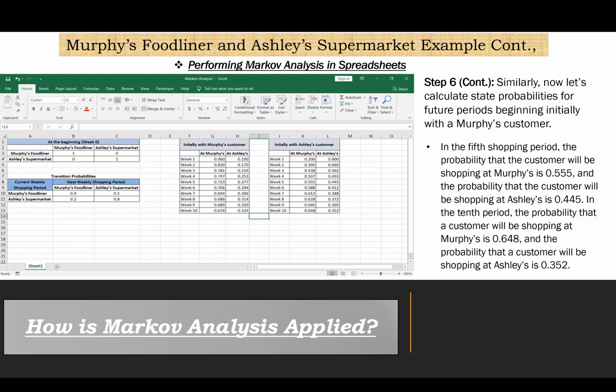In the 10th period, the probability that a customer will be shopping at Murphy's is 0.648, and the probability that a customer will be shopping at Ashley's is 0.352. All of these numbers that I've referenced are depicted in the chart here in the Excel spreadsheet.